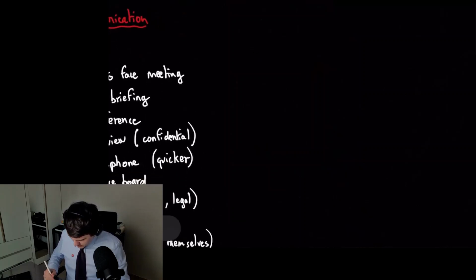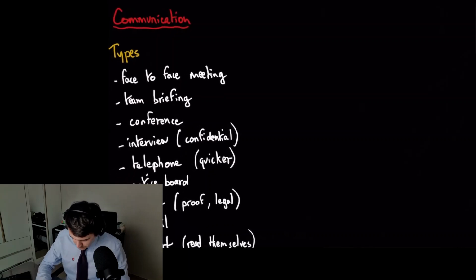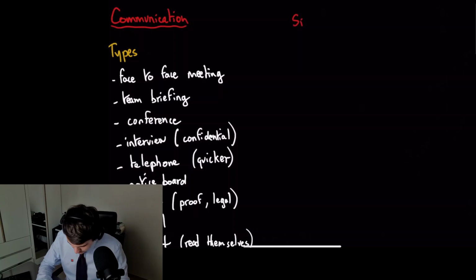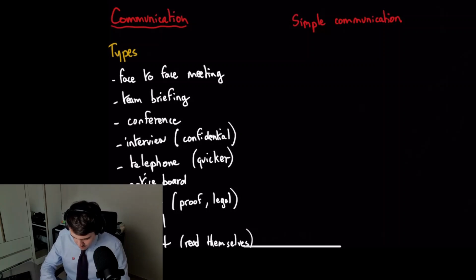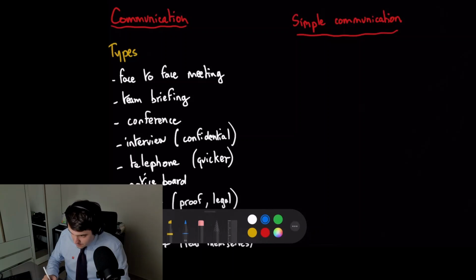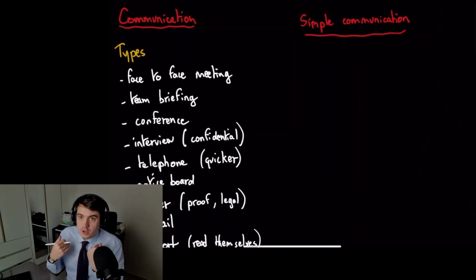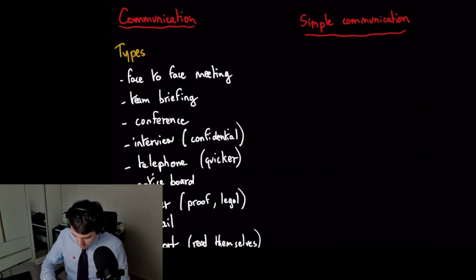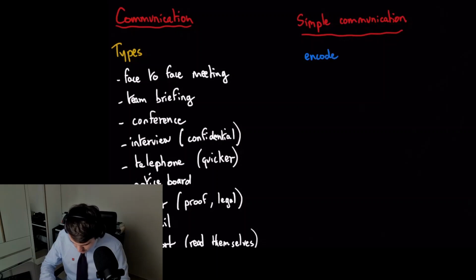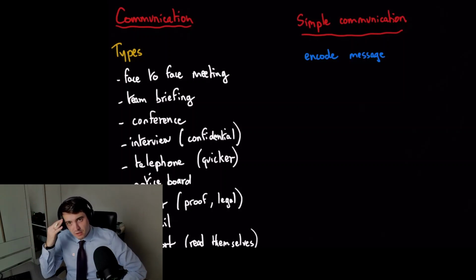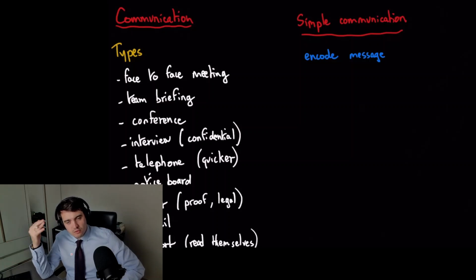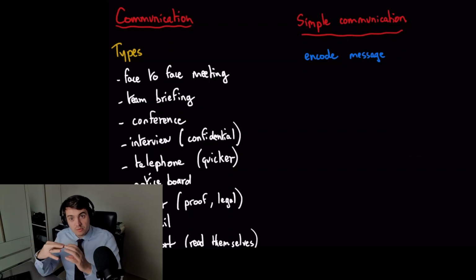We also have what's called the simple communication model. It goes like this. When you want to communicate something, first you encode the message. For example, you're thinking you want to communicate something. In your mind, it makes sense, but you have to translate it and encode it in a proper sentence or write it as a proper email, right?